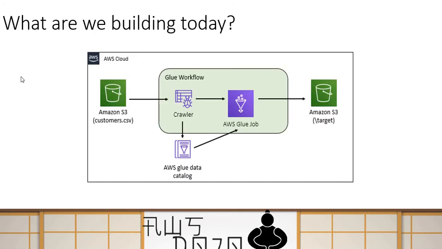Now, what we are going to build today is pretty straightforward. We are going to create an S3 bucket where we'll have a customers.csv data file, and then create a crawler in Glue which will be able to crawl this S3 data into the Glue catalog. Then we create a Glue job which can read data from this Glue catalog and write to the S3 bucket again. So this is one crawler and one Glue job, which reads from the catalog and writes to the S3 bucket. And this crawler and job we will configure as a Glue workflow. So this is what we're going to do in the workshop today.